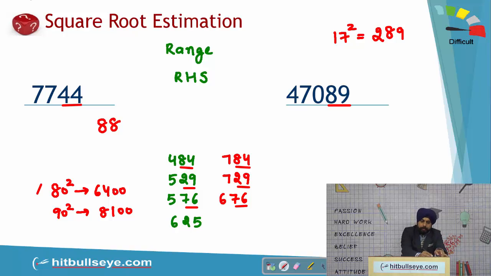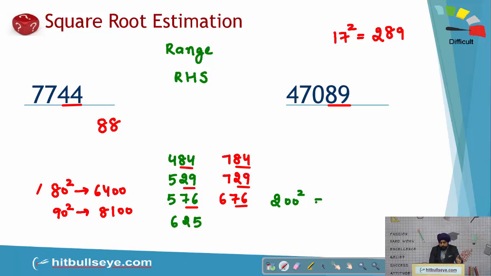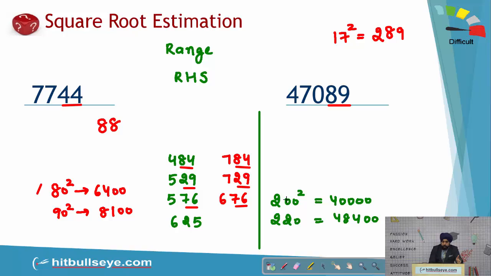Again try to get a range. You know 100 square is 10,000. 200 square is 40,000. 220 square is 48400. Now students, you can see the square root of the number 47089 will lie somewhere in between 200 and 220, and we have already concluded that 17 is involved. So the only possibility left is 217, which shall become your answer.